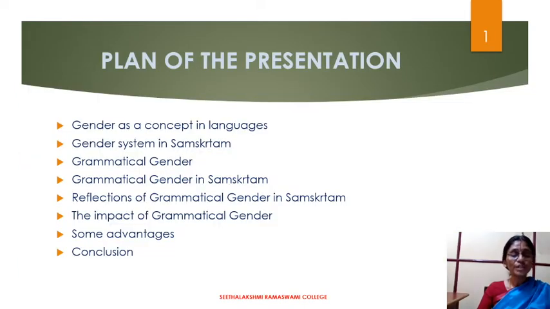We will start with gender as a concept in languages in general and proceed to have an idea of the gender system in Samskritam. Then the linguistic concept of grammatical gender will be introduced, followed by the grammatical gender as seen in the structure of Samskritam. Then the grammatical gender as reflected by the different markers in Samskritam will be illustrated in comparison with English and Tamil. Then, with a brief explanation on the impact of grammatical gender and the advantages of having it in languages, the presentation will be concluded.